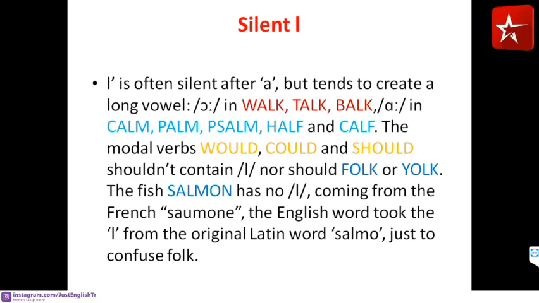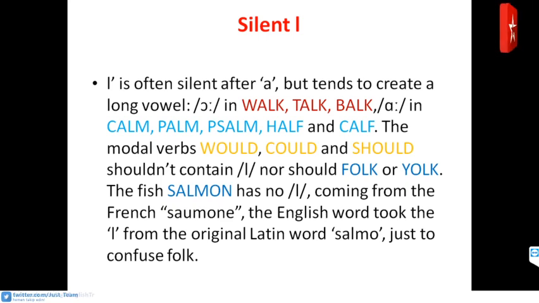One of the important parts: silent L is often silent after the letter A, but tends to create a long vowel. For example, if you see L after A, like walk, long or walk, okay? Talk or bulk. So L isn't pronounced. Like we say come, palm, some, half, okay, and cuff. We don't say calf. Calf is wrong. Cuff. Okay? The modal verbs would, could, and should don't contain L, nor should folk or yolk.